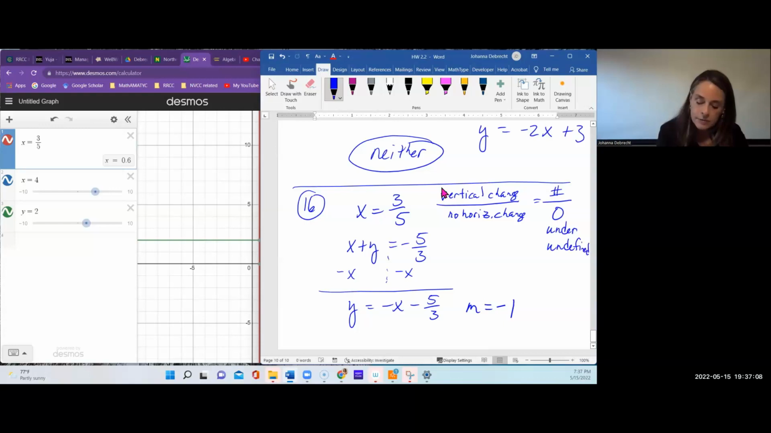X equal has an equation with an undefined slope. All vertical lines have undefined slope.